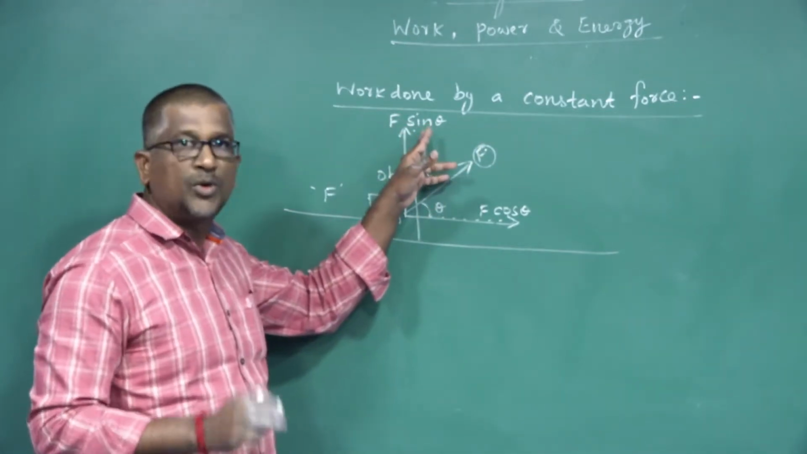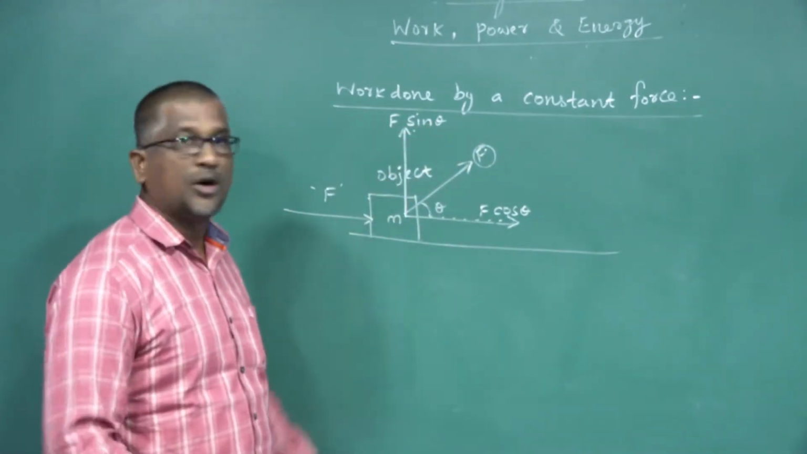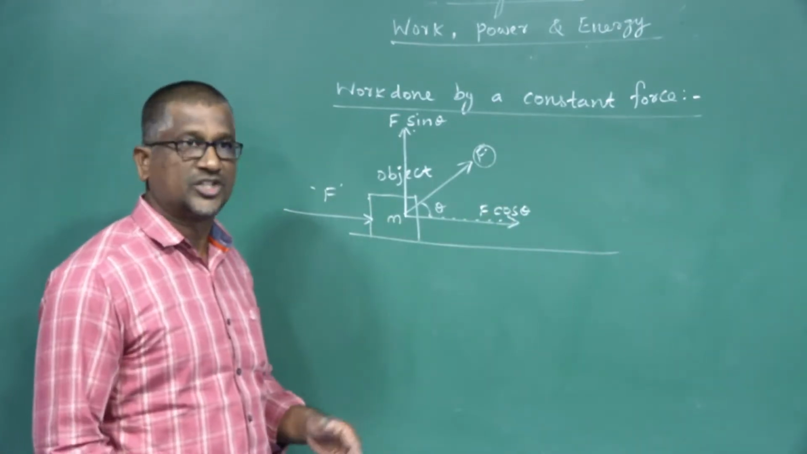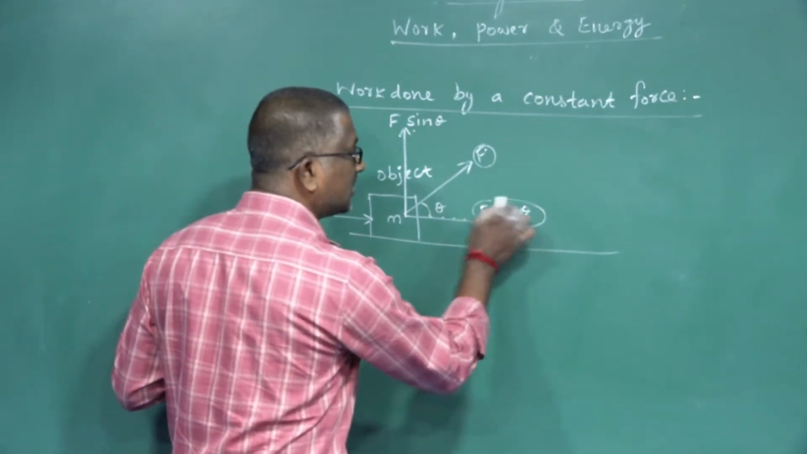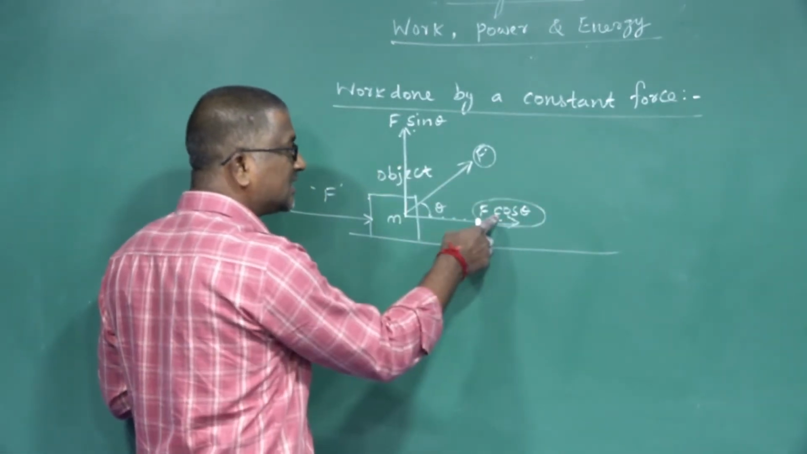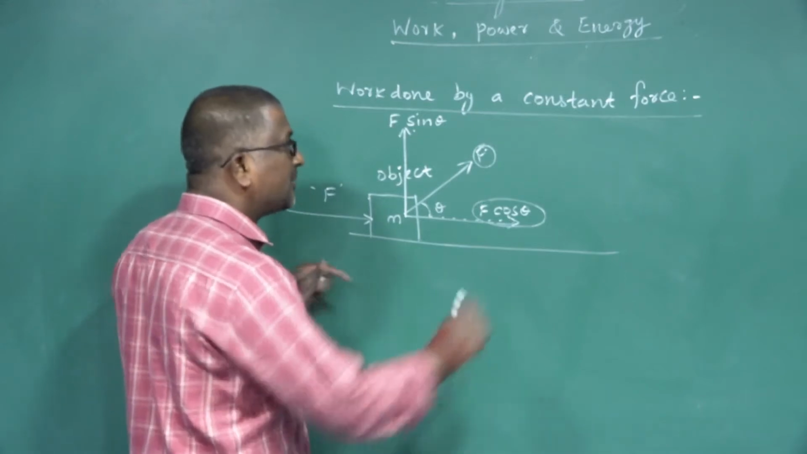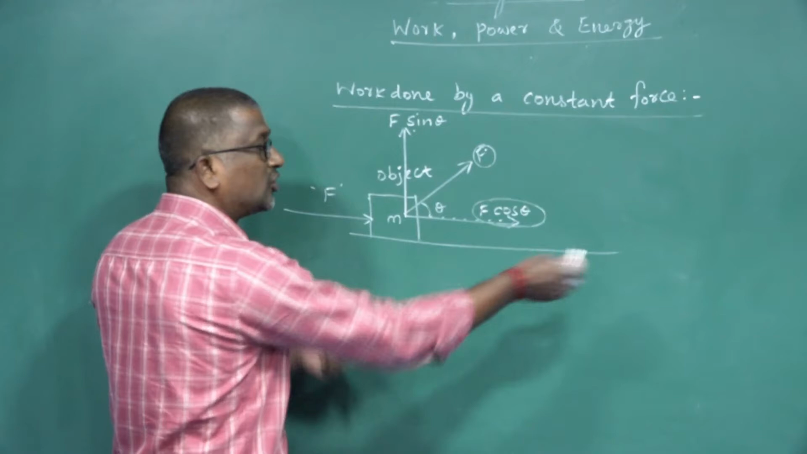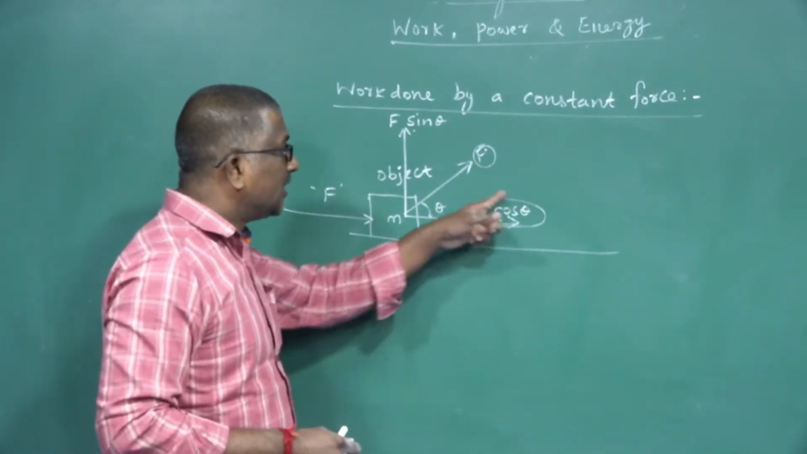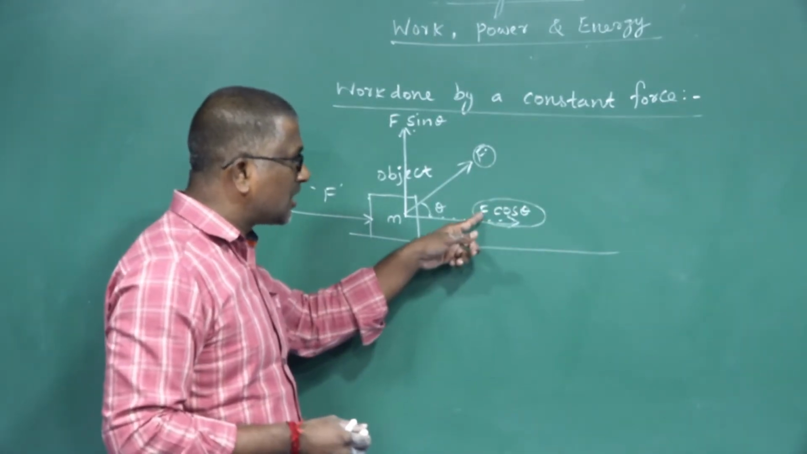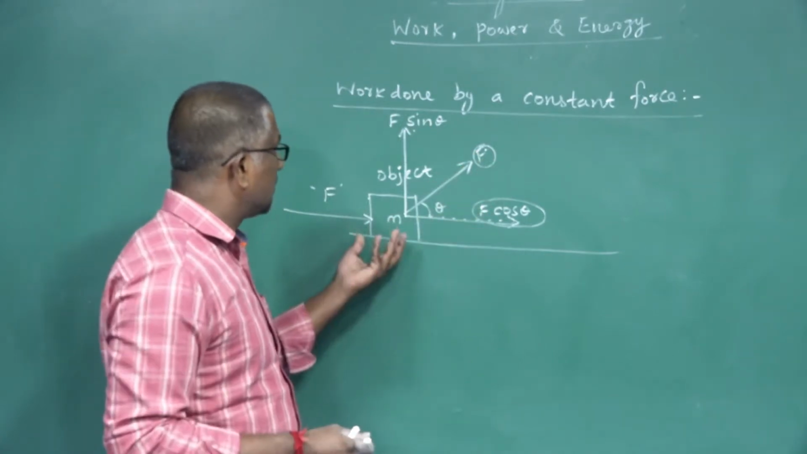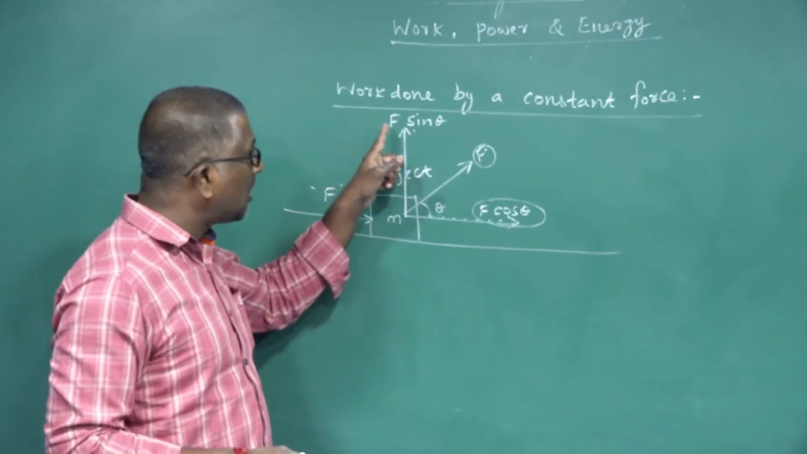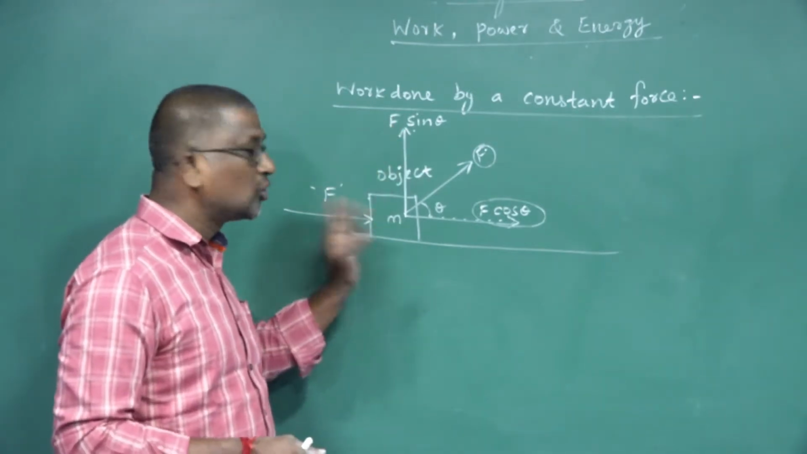That is, a perpendicular component does not do any work on the object. Only the horizontal component, the cos component, does work on the object. Here F cos theta is the horizontal component of a force which acts along the direction of motion of the body. Under the influence of this force, the body moves from one position to another position. The parallel or horizontal component of a force makes the object move, but the vertical or perpendicular component, the sine component, does not do any work.